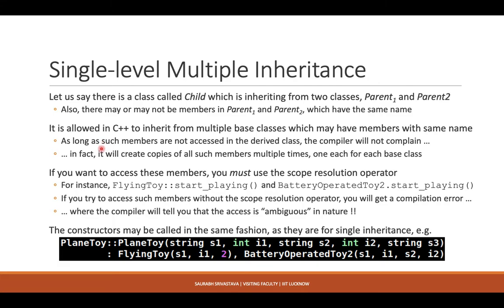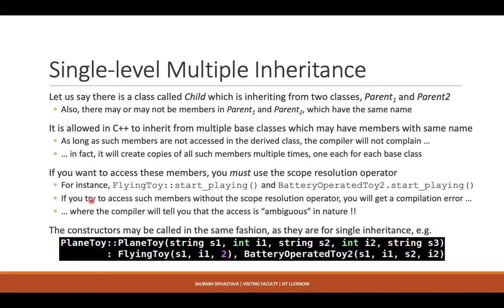In fact, what will happen is that in such cases, it will create multiple copies of such variables, right? So there will be one associated with parent 1, and there will be one associated with parent 2. So if you have the same variable in both classes, in child you will have two versions of this variable, right? One associated with this and one associated with this.